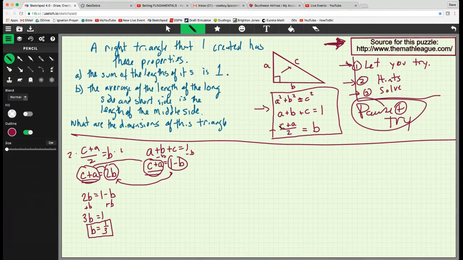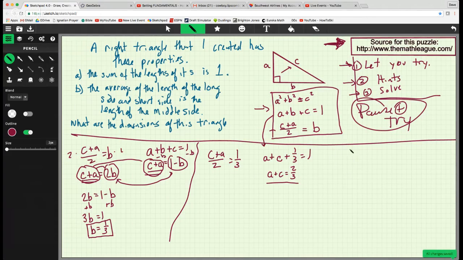let's go back into this guy here and say C plus A over 2 equals 1/3. A plus C plus 1/3 equals 1. That's from this one. So we know that A plus C equals 2/3. Right? C plus A equals 2/3. And we could have done this one here, and we could get C plus A equals 2/3 too. So A plus C equals 2/3.